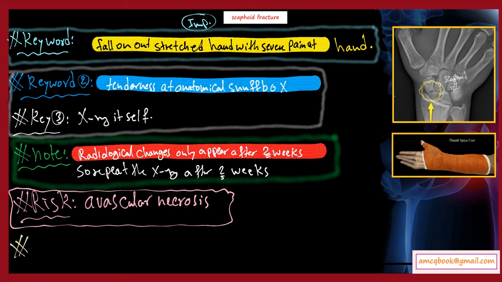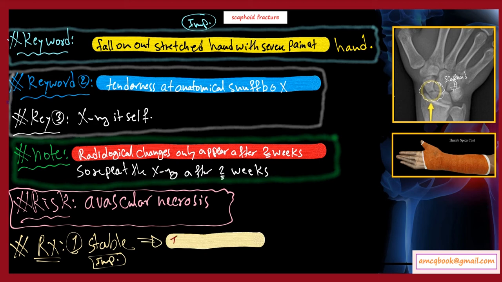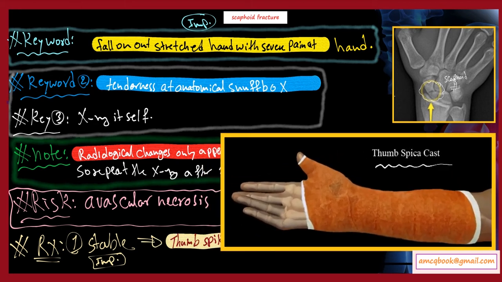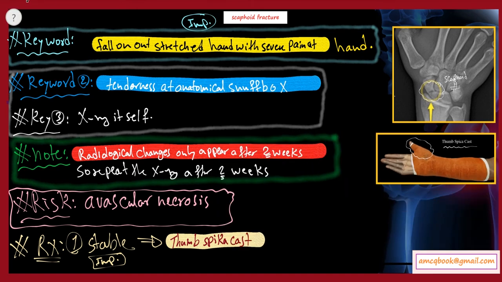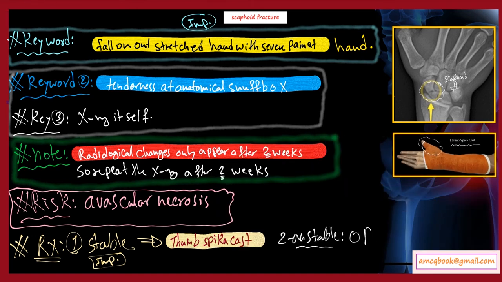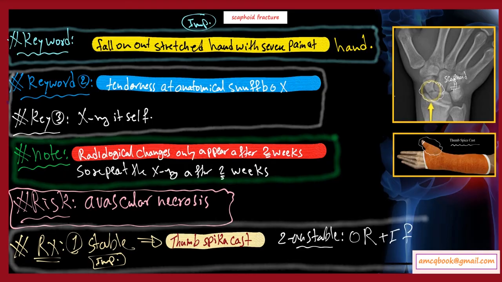For treatment, in case of stable fracture, which is very common in the AMC exam, thumb spica cast is the treatment of choice. If you look at this picture, this represents a thumb spica cast. And in case of unstable scaphoid fracture, the treatment will be open reduction and internal fixation.